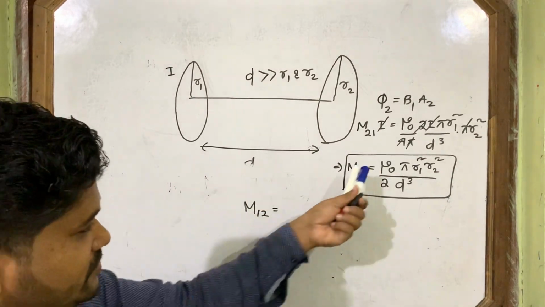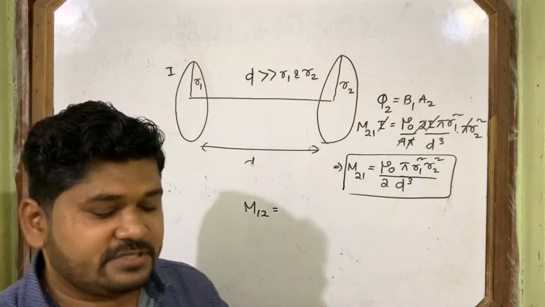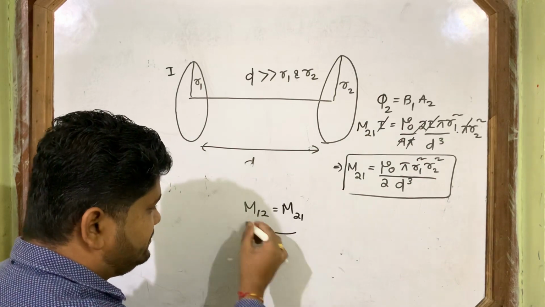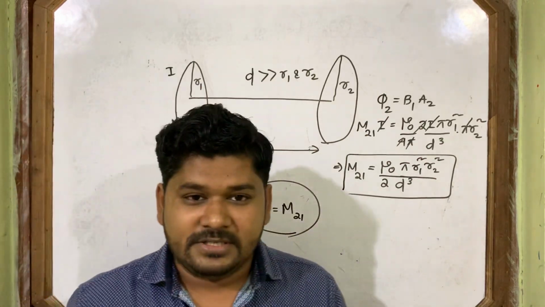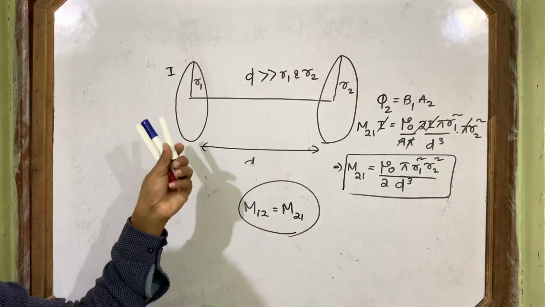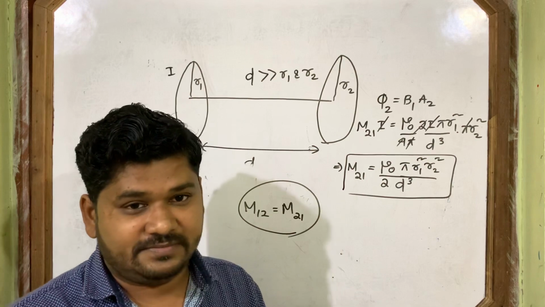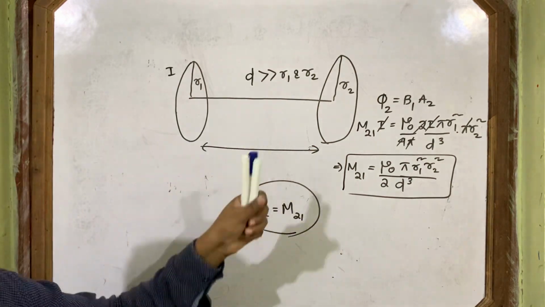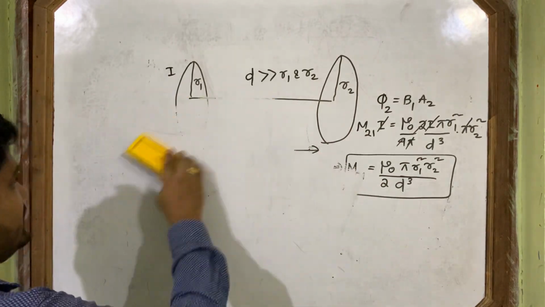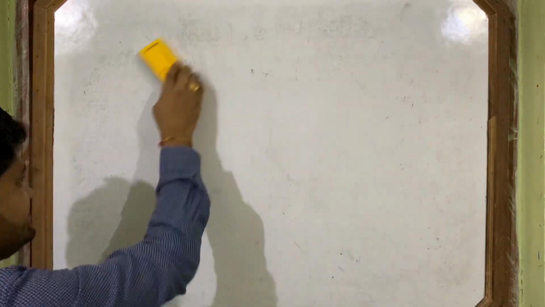If you do M12 also, you will get the same expression. It is very clearly known that the same expression is also correct: M12 is equal to M21. This is the mutual inductance for two coaxial circular coils separated by some distance. This is also one important question to find mutual inductance.